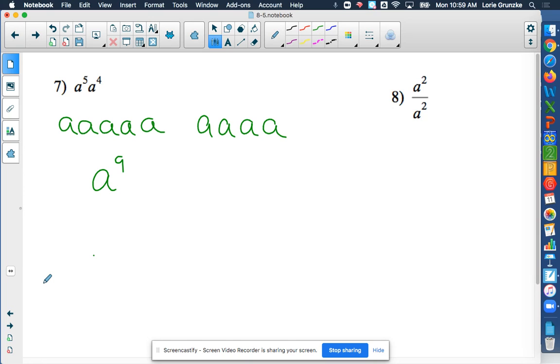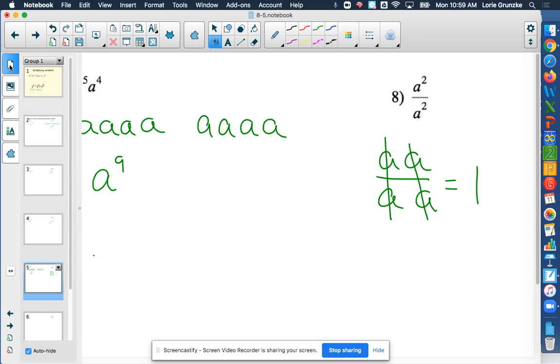Division, kind of the same. A2 over A2. That means there's 2 A's on the top, 2 A's on the bottom. Cancel, cancel. Now when you cancel, it does not equal 0. A divided by A is 1. A divided by A is 1. Your answer is 1. A lot of people think they just wipe out and they're gone. Nope, it becomes a 1.